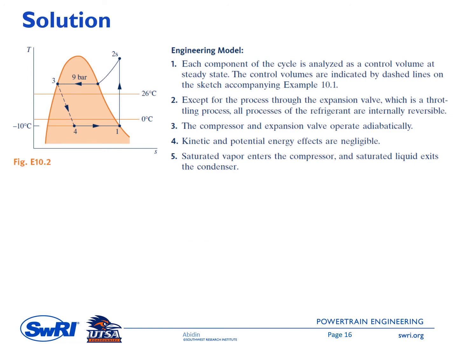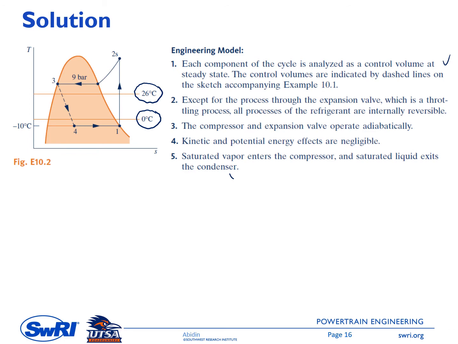And this is the TS diagram, and you can see now that the temperature at point 4 and point 1 is at minus 10 degrees C, while the cold region temperature is 0 degrees C. You can also see here that the temperature at point 2S and point 3 is higher than 26 degrees C. You will see in the next slide what T3 will be, because this is the saturation temperature at 9 bar.